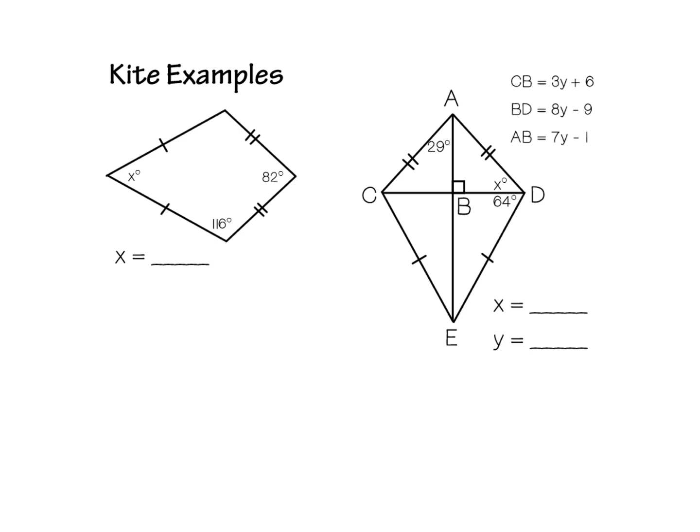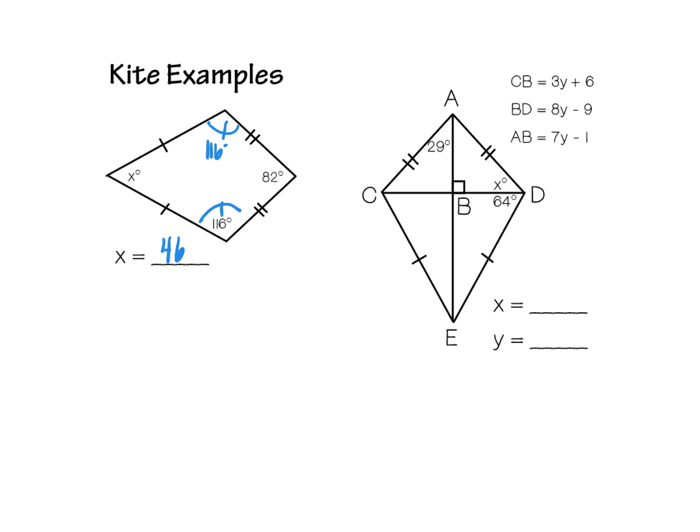All right, so for the first one here, I have to recognize that these are my non-vertex angles, and those are the angles that are congruent. So I know this has to be 116 degrees. So if I start with 360, take away 116, 116, and 82, I'm left with 46 for x.